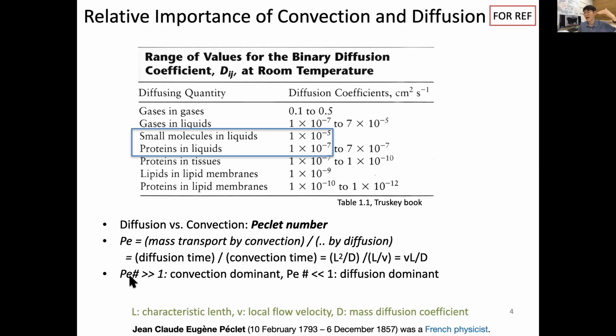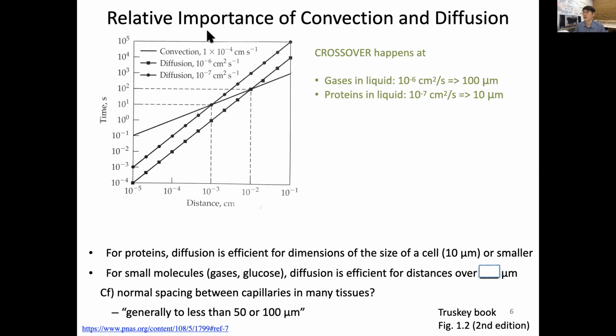If the Péclet number is very big, that means the process is convection dominant. On the other hand, if it is very small, then we can consider it a diffusion dominant process. Here is a summary of the relative importance of convection and diffusion. The lower slope talks about convection, while the higher slope discusses the diffusion process. With respect to two different diffusion coefficients, there are two crossovers. The crossover happens around 100 micrometers for gases in liquids, while for proteins in liquids it's around 10 micrometers. But it depends on how we assume the characteristic velocity.